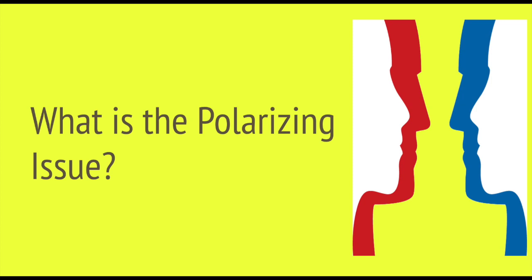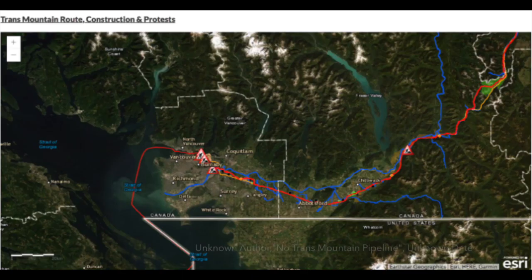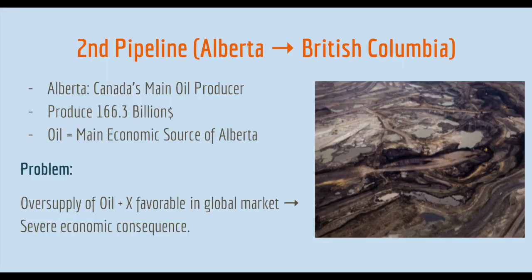So what is the polarizing issue? The polarizing issue that Canada is divided over is the creation of a second pipeline from Alberta to British Columbia, Canada. Alberta is Canada's main oil producer with 166.3 billion barrels of oil in the form of oil sands. The oil supply is also the main economic source in Alberta, but because there is an oversupply of oil and the oil produced in Canada is not favorable in the global market, Alberta is facing economic consequences.